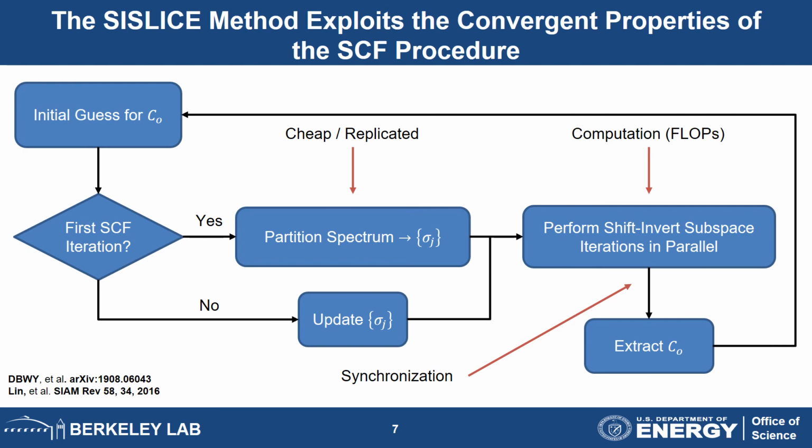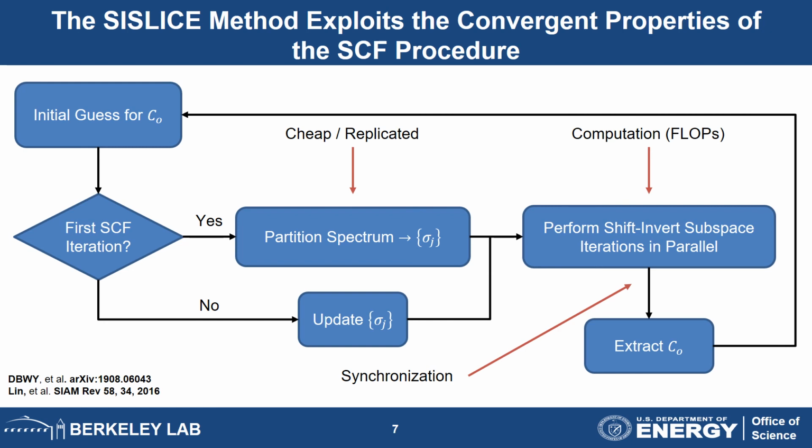The second phase of the SI-SLICE method is the application of the so-called shift-invert subspace iteration to obtain eigenpair approximations within a particular spectral slice. This is where the majority of the floating point operations are incurred, and I'll discuss the specifics of this algorithm in the following slides.